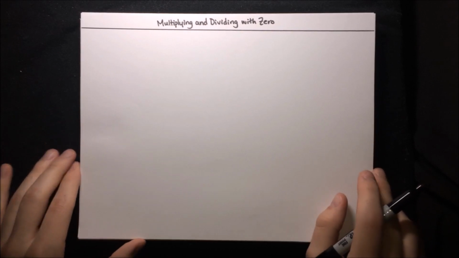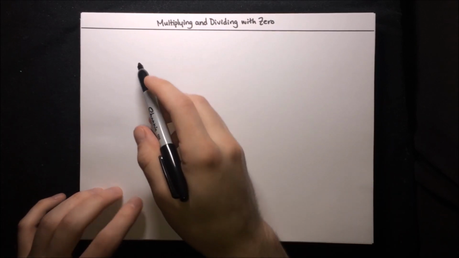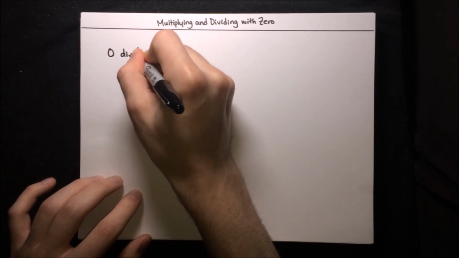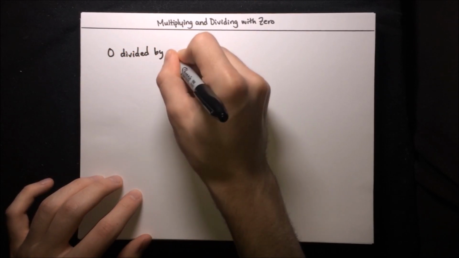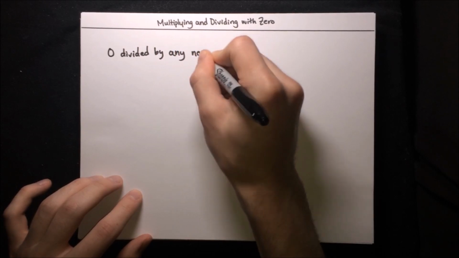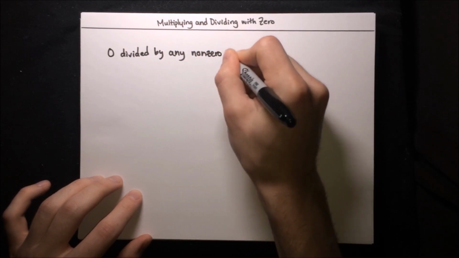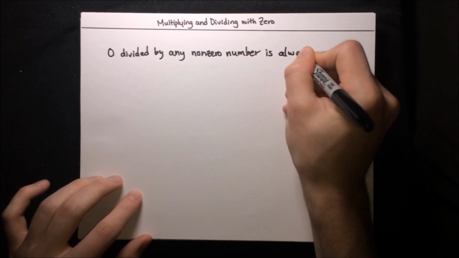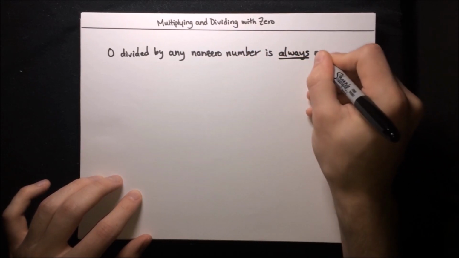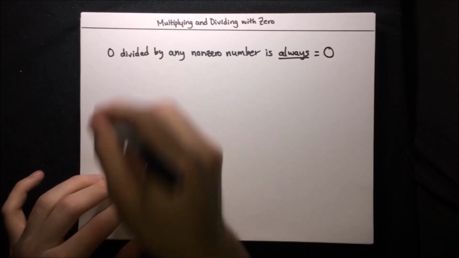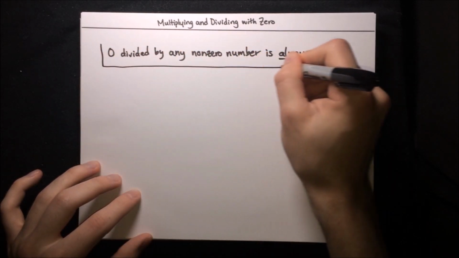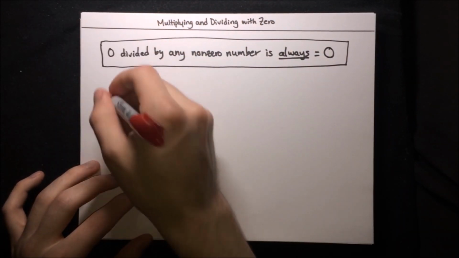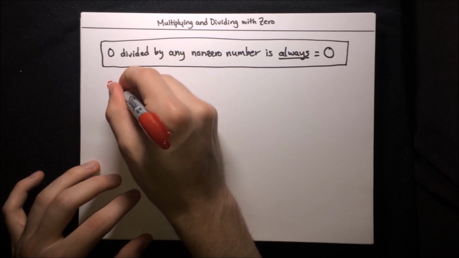Alright, now let's talk about dividing with 0. And we've got a fact for dividing by 0. The fact is 0 divided by any non-zero number is always, you can probably guess it, always equal to 0. Let's put another box around this fact too, because it's just as important. So here are some examples of how we can use this fact.